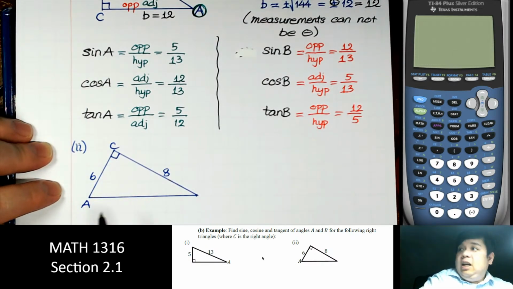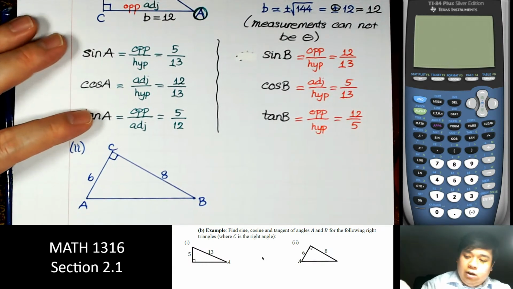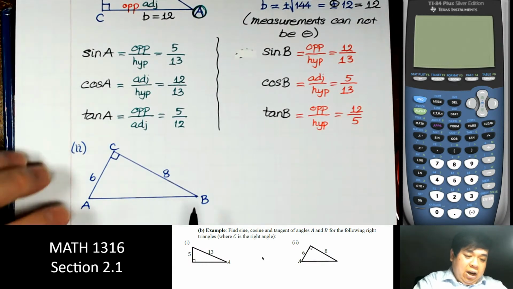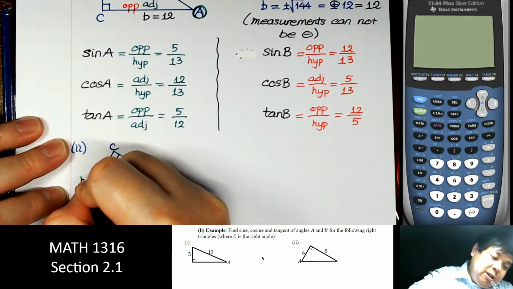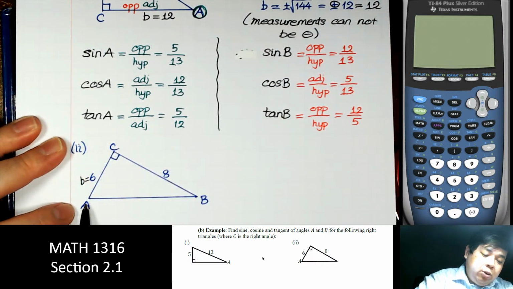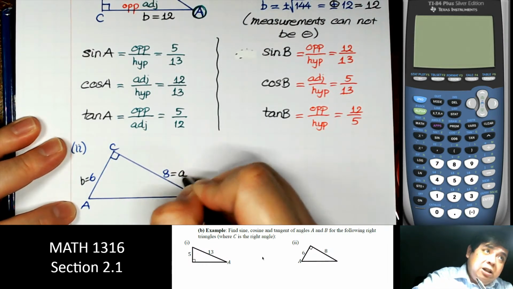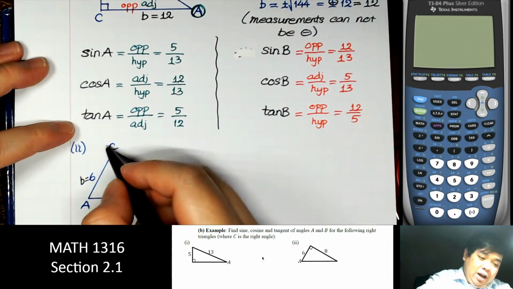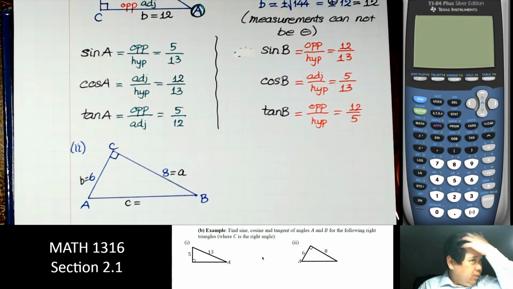So if this is A, then this is going to be B. Right? And opposite to angle B is 6. So this is B. Opposite to angle A, sine A. And opposite to angle C is sine C. Right.